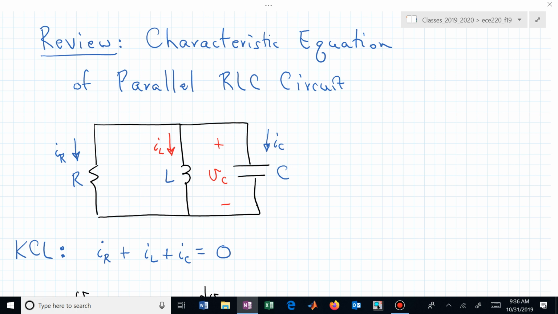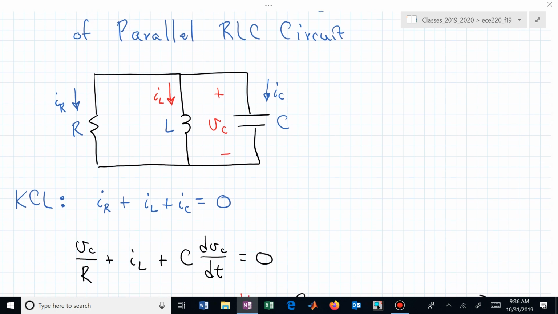Let me quickly read you this story that we went through last time. Here's our parallel RLC circuit. We can write a KCL, and we have the three different currents out of the top node summing to 0. We can then write those in terms of our state variables being inductor current and capacitor voltage, and we end up with V_C over R being the resistor's current, plus I_L, the inductor's current, plus I_C, which gives us C dV/dt for the capacitor's current.